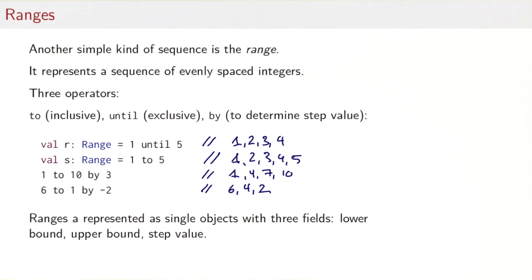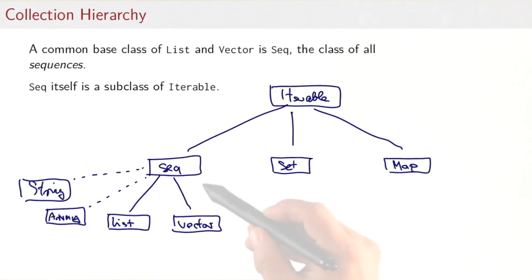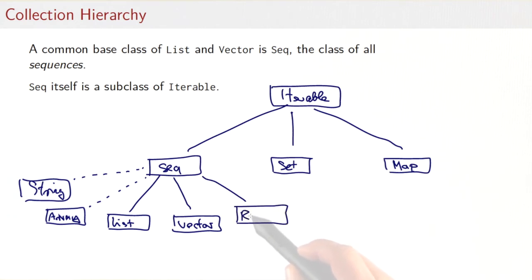Of course, ranges are not represented like arrays or vectors as sequences of elements. There's a much more compact representation. All we need to store for a range is the lower bound, the upper bound, and the step value. And these three values are just stored as fields in a single range object. So coming back to my diagram, then I would have one more implementation of sequence called a range.